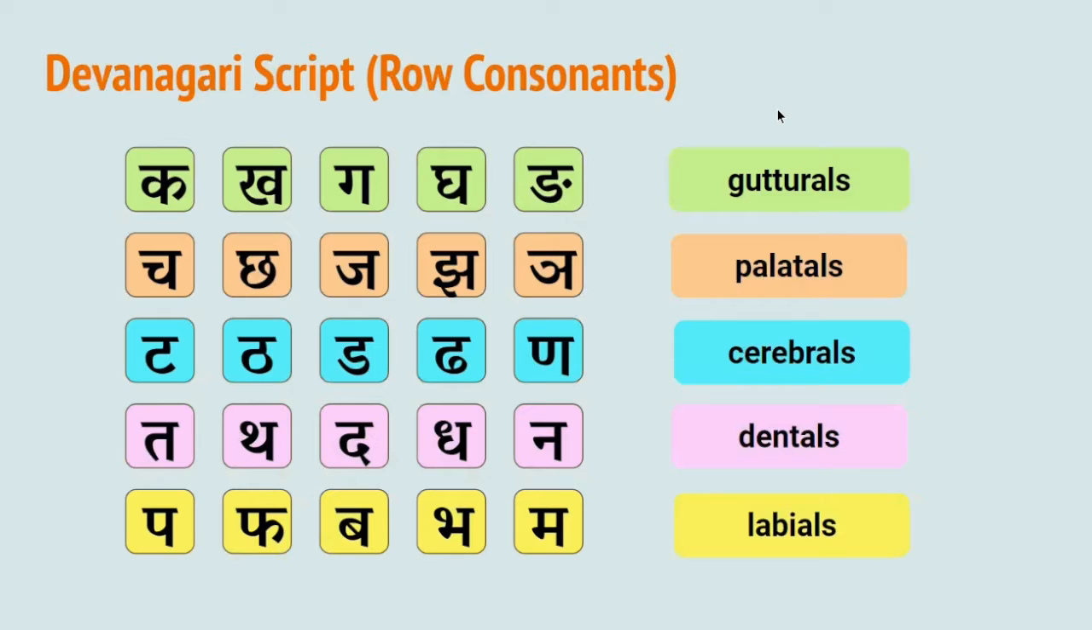Ba, bha. When you say ba and bha, more air has to come, so that the difference is more audible to us. Can you repeat that entire row of 5 letters again? Pa, pha, ba, bha, ma. Yeah, better. Thank you.